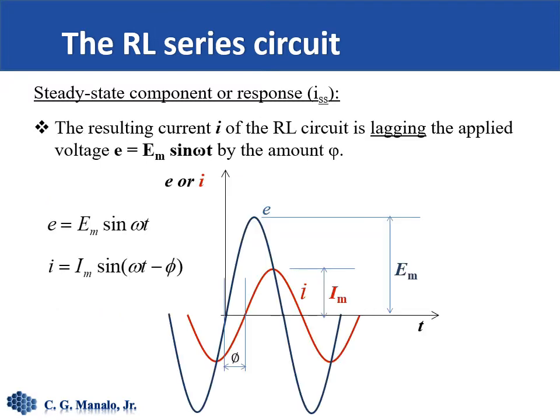If we plot the steady state value for the response against the source here, it would appear that our I is lagging the sinusoidal source by an amount phi, where phi again is the inverse tangent of omega L over R.